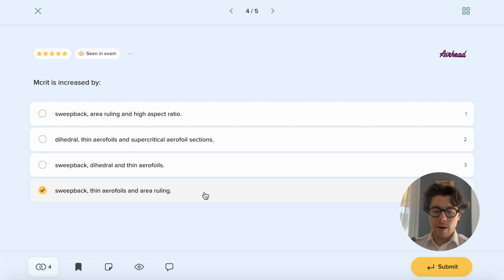Sweepback, as you might know, increases the distance the air has to travel across the wing because the wings are at an angle. So there are vectors to the airflow rather than just going parallel through the airfoil, meaning the airflow will accelerate for more time to achieve its speed, decreasing the Mach number.